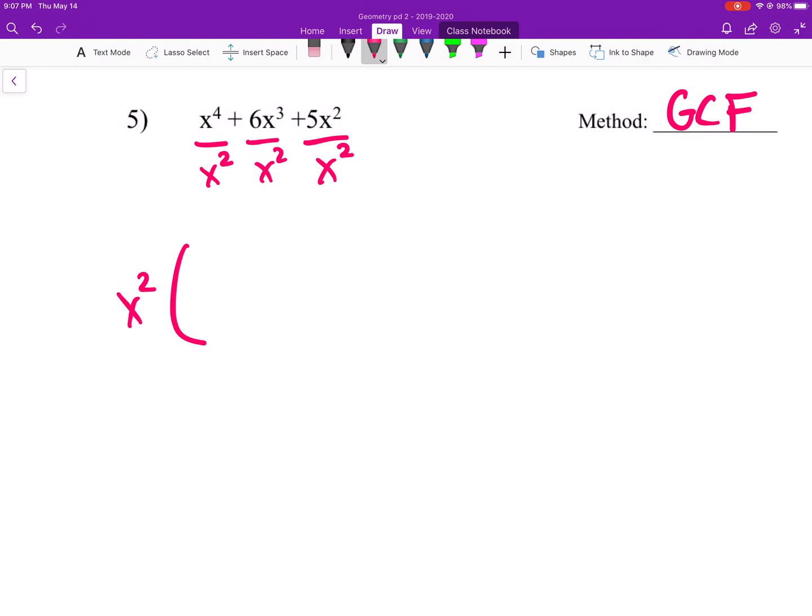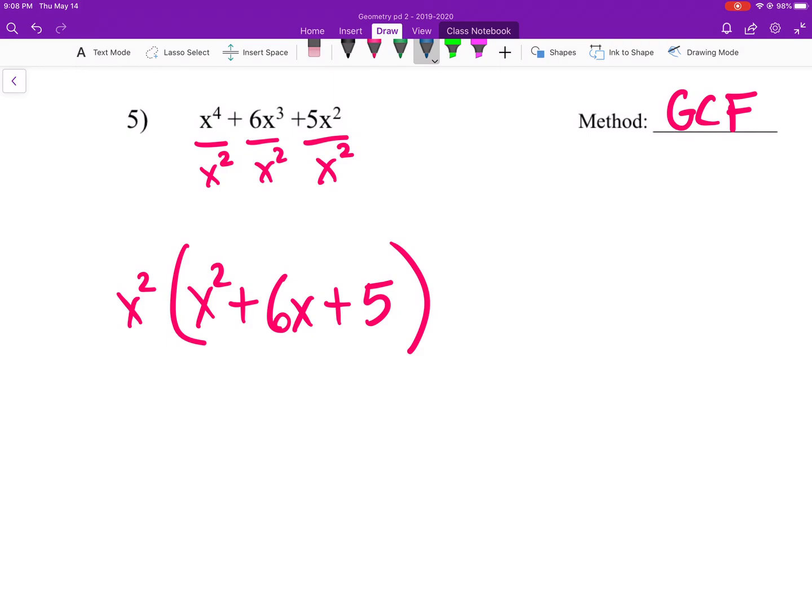X to the 4th divided by x squared is x squared. 6x to the 3rd divided by x squared would be plus 6x. And 5x squared divided by x squared is just 5. So we divide out a GCF. Each term had a common factor we could divide out. Now be careful, we're not done. In these parentheses, look at that. That's a nice trinomial that can be factored.